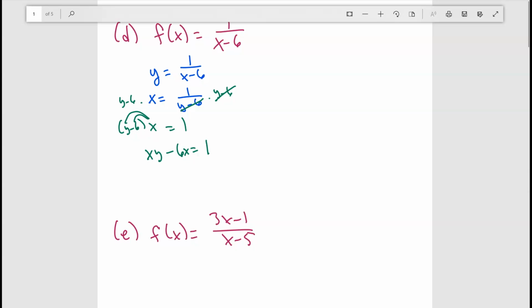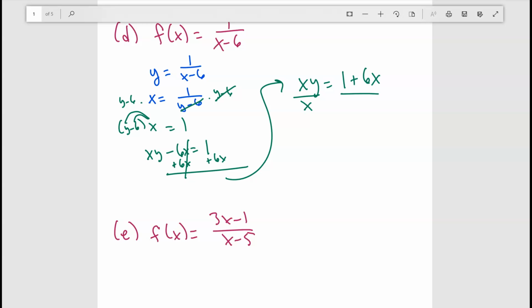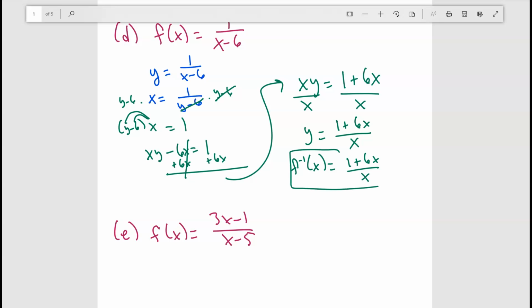All right. So now let's solve for y. The first thing I'm going to do is add the 6x to the other side. So what you're going to get is xy is equal to 1 plus 6x. And now finally, we're just going to divide by this x. So you're going to get y is equal to 1 plus 6x divided by x. Okay? And now finally, we just have to put f inverse of x is equal to 1 plus 6x divided by x. All right, that's the final answer.